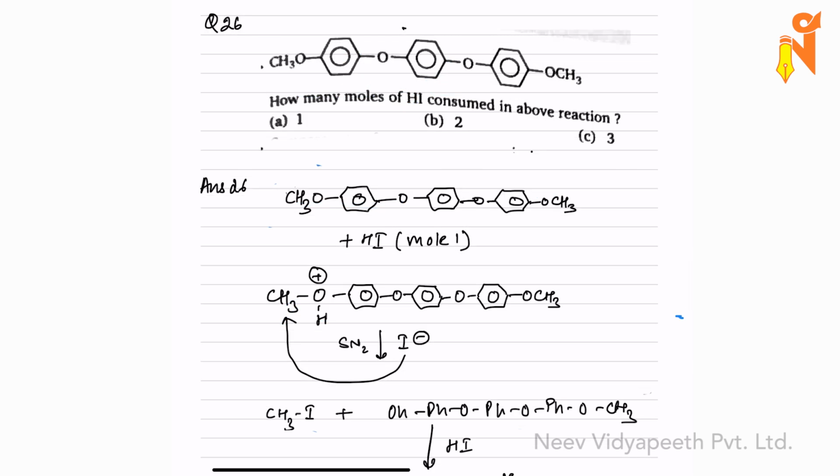Now, in this question number 26, they are asking how many moles of HI will be consumed in this reaction. One thing we need to understand is that in this reaction we have three benzene groups in between. And we must know that a benzene group cannot be used for SN2 or SN1 reaction. So no SN1, no SN2 can happen on this. The only part where SN2 is possible is the CH3 part. Though protonation of ether can happen on each ether, the bond will not eventually cleave after reaction with I minus, because no SN2 can happen on benzene.